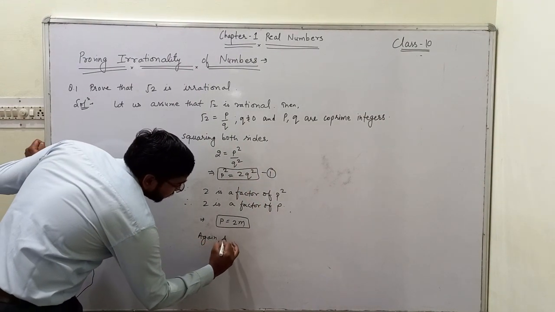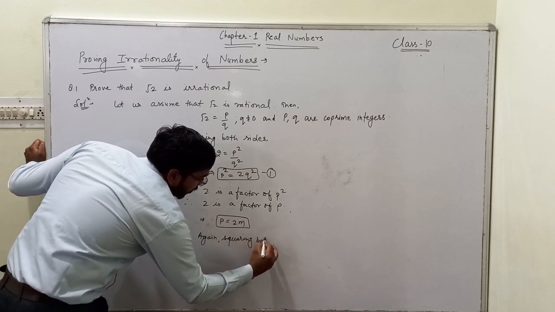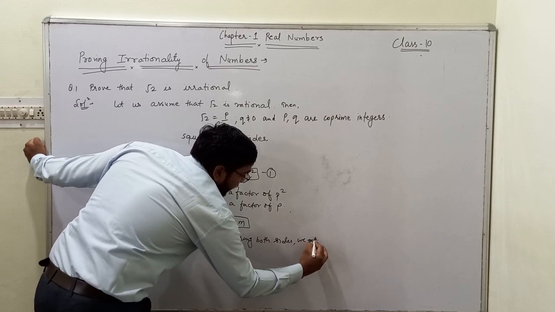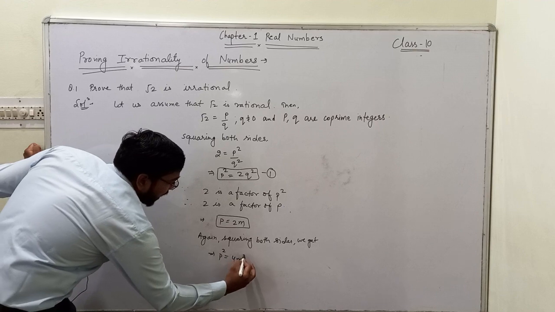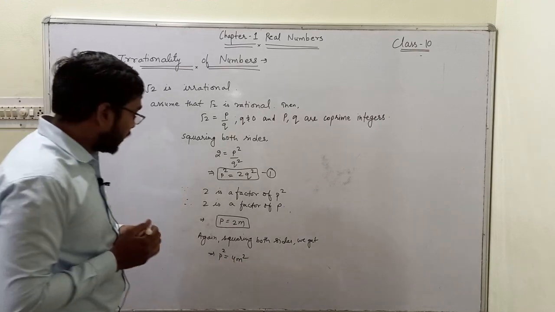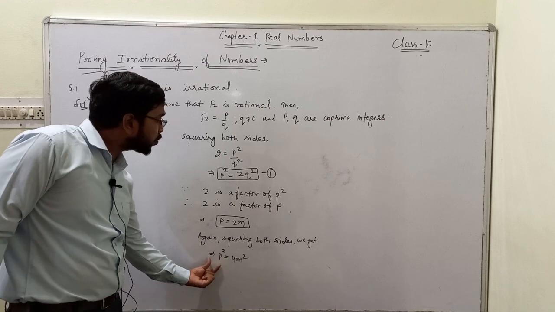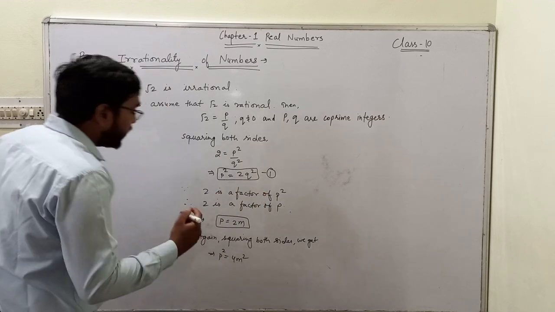Again, squaring both sides, we get p square equals 4m square. Now, if we substitute the value of p square from equation 1, then what do we get?